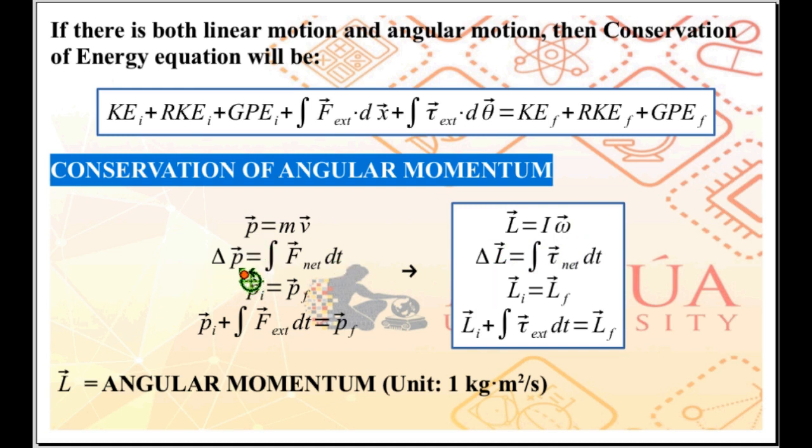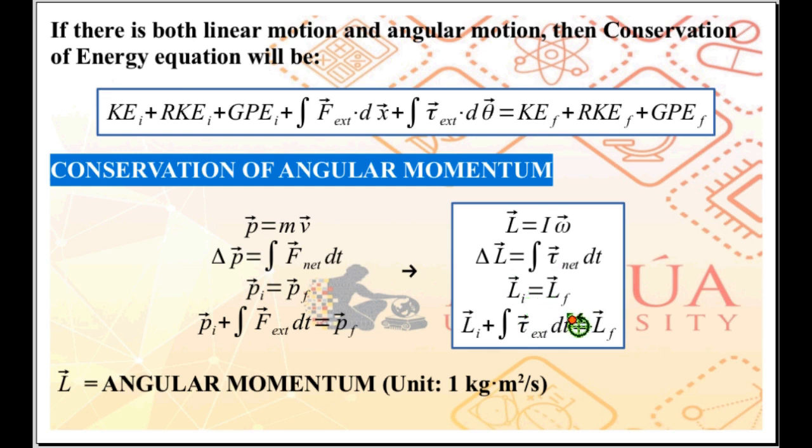Then impulse: replace P by L, F net by torque net, dt is still dt, time is still time. It doesn't matter whether you have linear motion or angular motion. And you have the equation for impulse. Delta L is equal to the integral of net torque times dt. Conservation of momentum, replace P by L. So you have L initial and L final. Conservation of angular momentum: L initial is equal to L final.